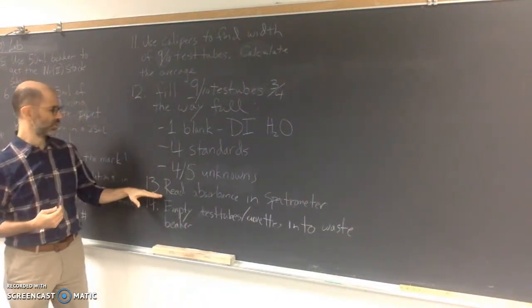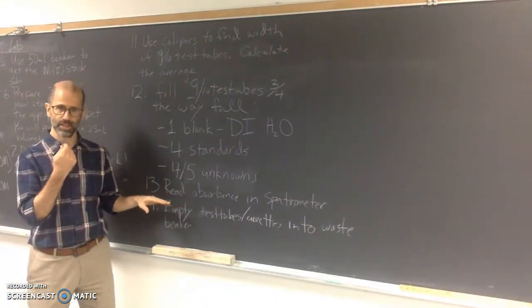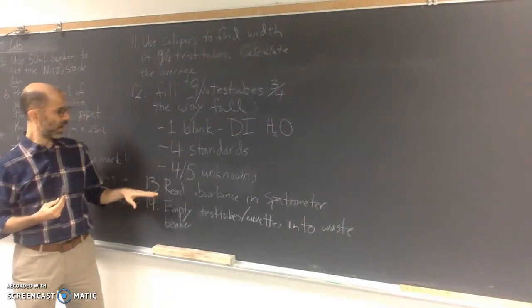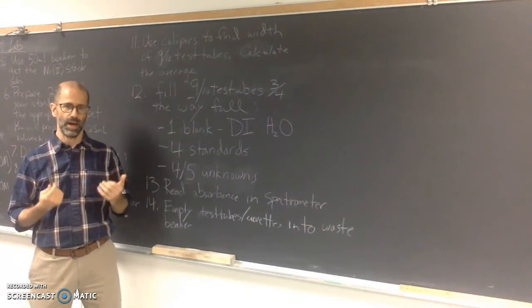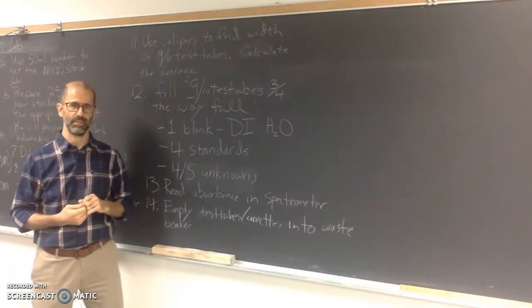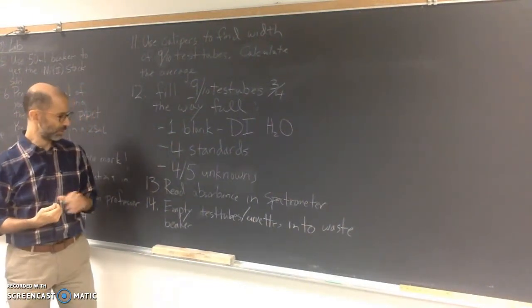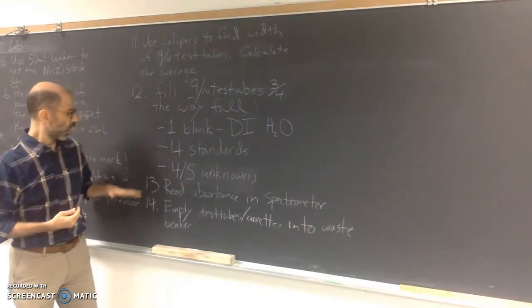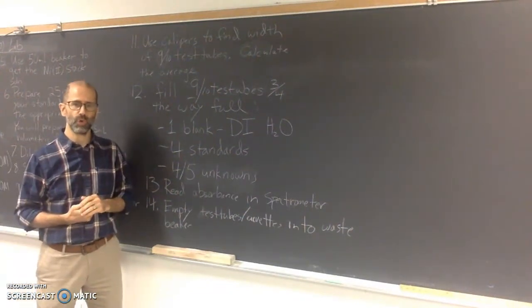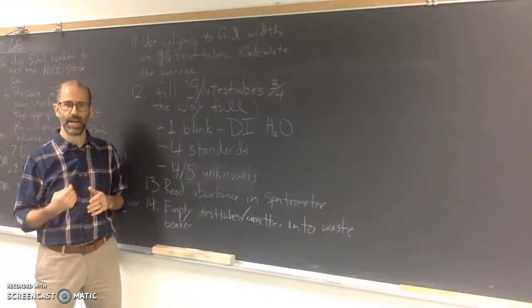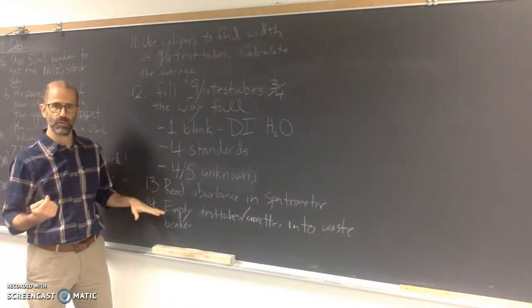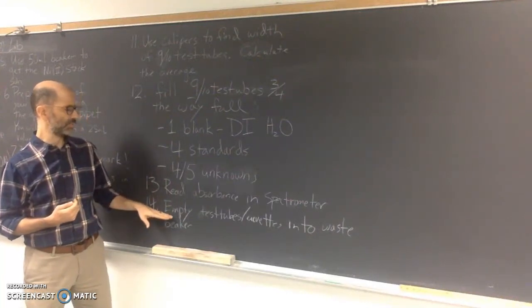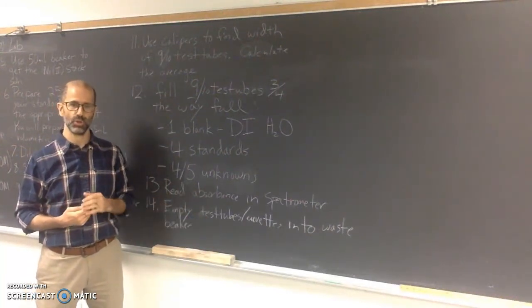Once you've got all your test tubes ready, you're going to then read the absorbances in your spectrometer. I'm going to talk about that in the next video, so I'm not going to talk about that here. Once you've got all your absorbance readings from your standards and for your unknowns, then you are done with the experiment. You're then going to empty your test tubes into a waste beaker.